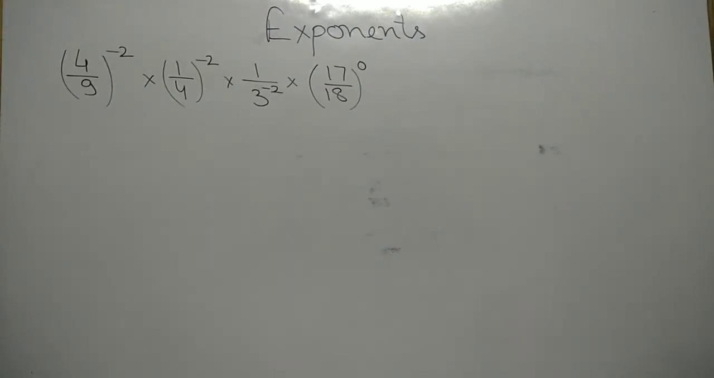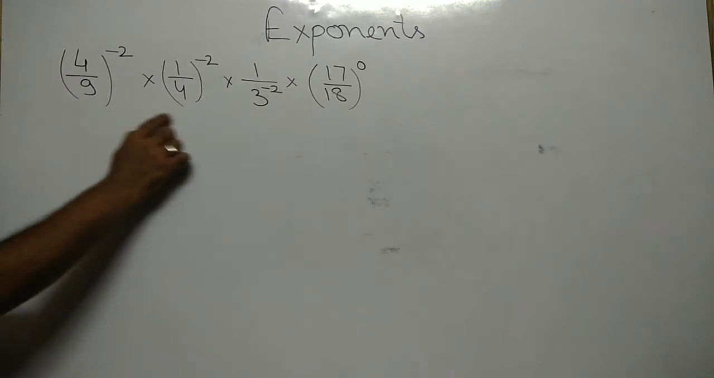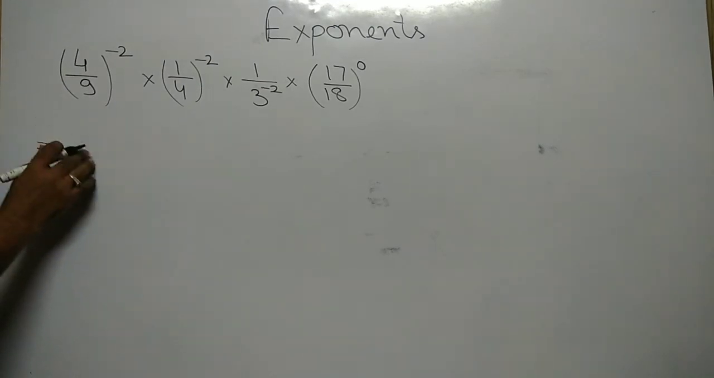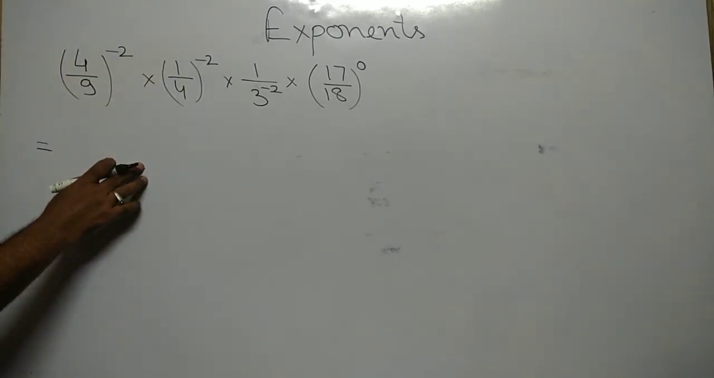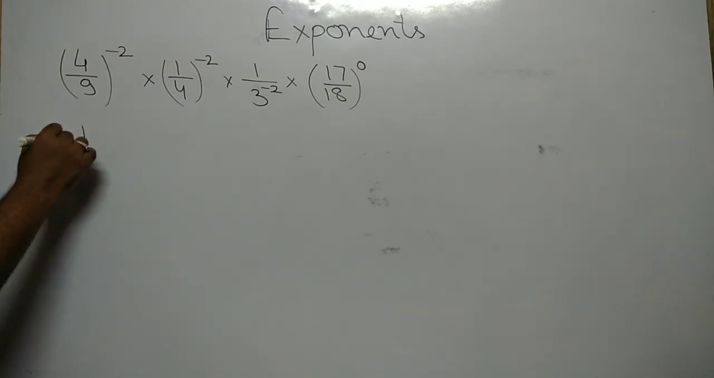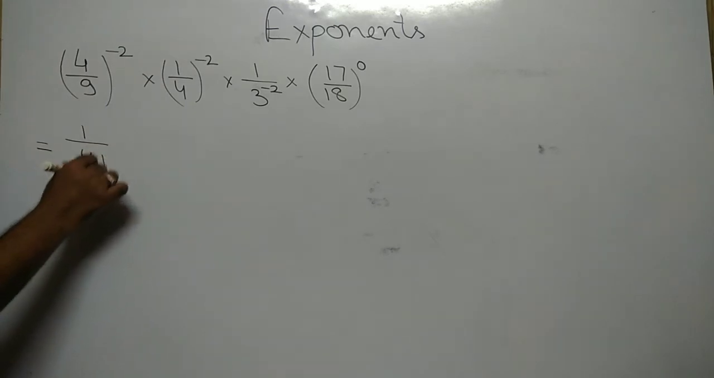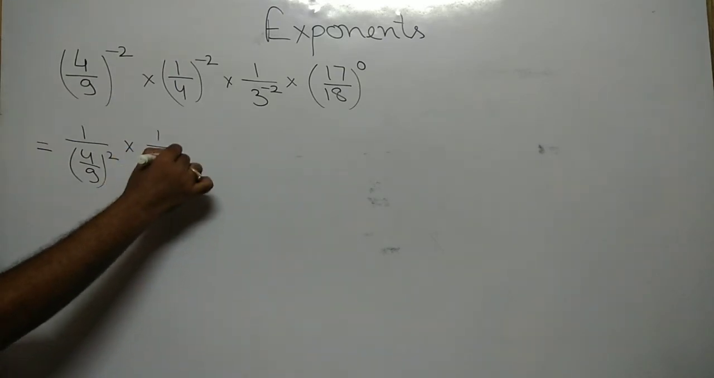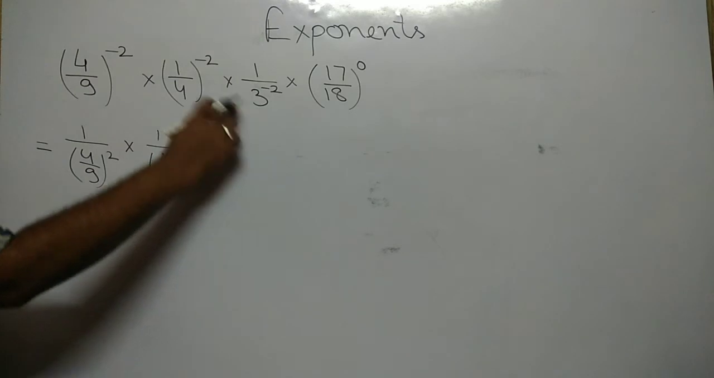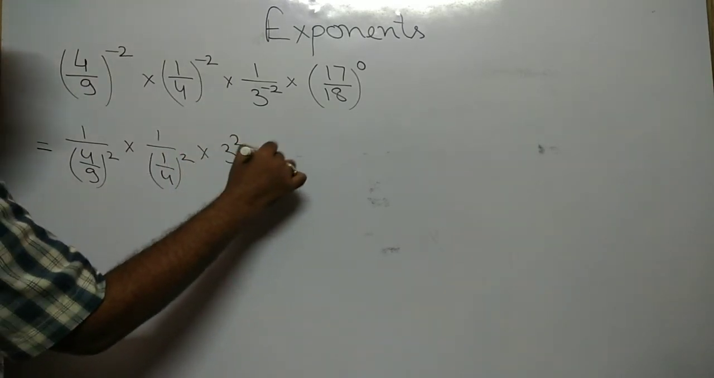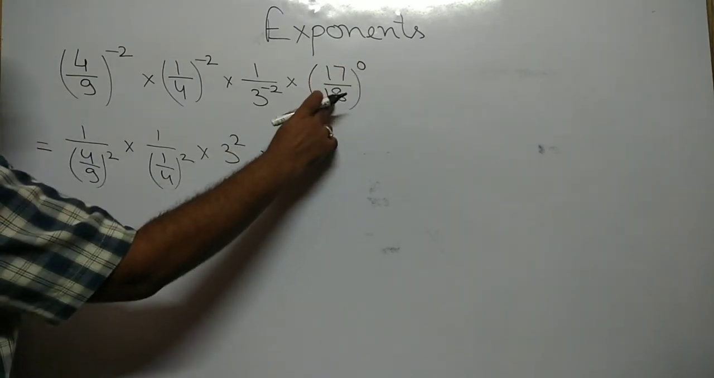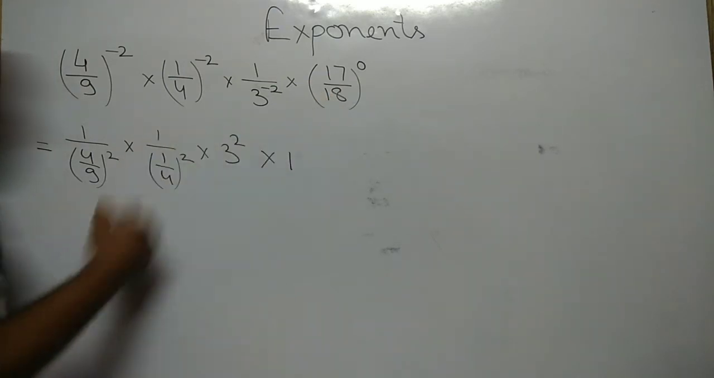This is a simplification type question. We have to simplify the complete expression. So see, there are various types of negative and zero exponents. We try to simplify. First we convert all the negative powers to positive powers. Here we can change 4 upon 9 whole to the power 2 into 1 upon 4 whole to the power 2 into, here we can easily reciprocate, 3 to the power 2 into, here the whole power is 0, so either we can write 17 to the power 0 upon 18 to the power 0, or directly we can write down 1.